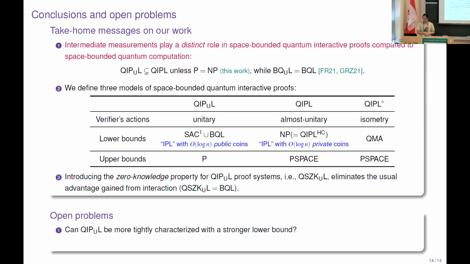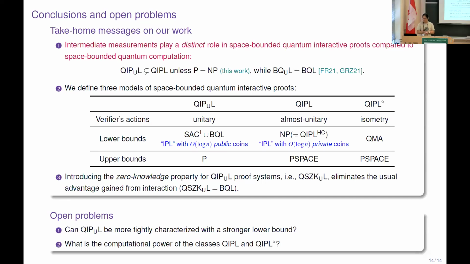So the open problem of this work is first, could we tighten the lower bound in the QIPUL proof system? It's kind of interesting because usually we simulate a single random bit by doing one measurement. But here, if we want to simulate something stronger, we need to simulate omega log n random coins, using only log n intermediate measurements, or even fewer. So it requires some new idea.